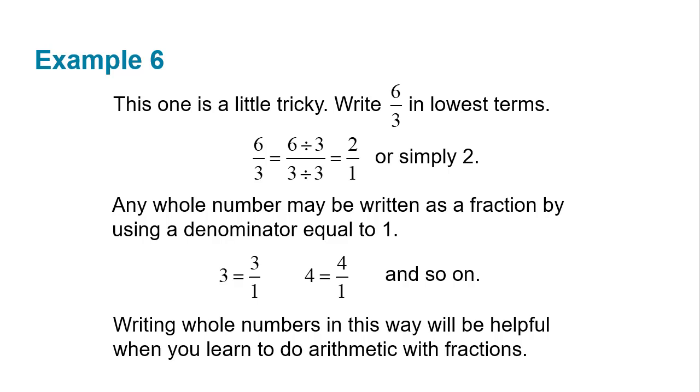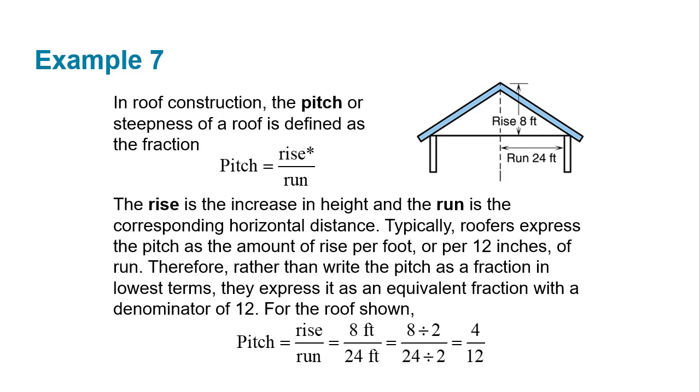I don't know why they think this one's a little tricky, other than the fact that once you reduce it, you get division by 1, and we just have to remember that division by 1 means nothing. And so 2 over 1 is 2, 3 over 1 is 3, and 4 over 1 is 4, and so forth. How about some word problems that use this kind of stuff?